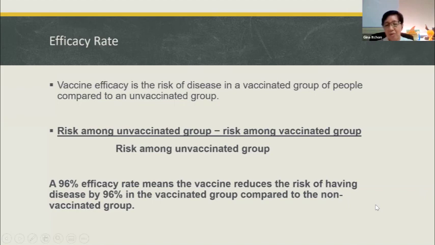I did not want to go into this because it turns many people off, no? People don't want to listen to mathematics like this. So a 96% efficacy rate means the vaccine reduces the risk of having disease by 96% in the vaccinated group compared to the non-vaccinated group. So this is efficacy.